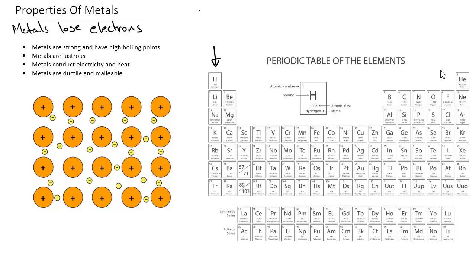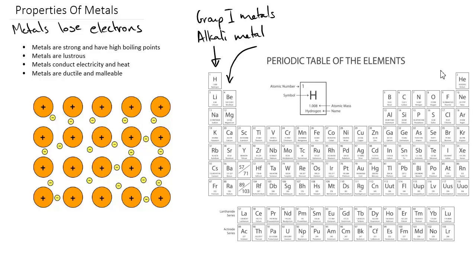Okay, so these are group 1 metals. We know that metals lose electrons, and the specific name for this particular group here is the alkali metals.